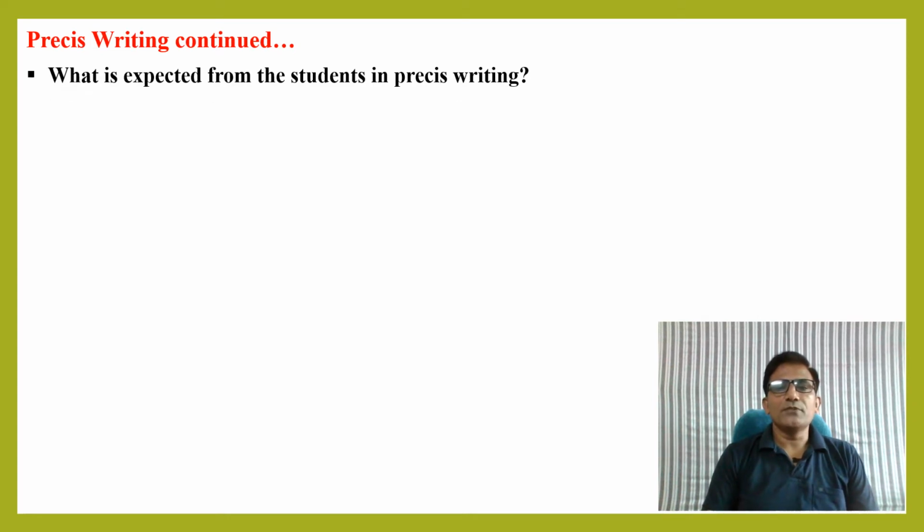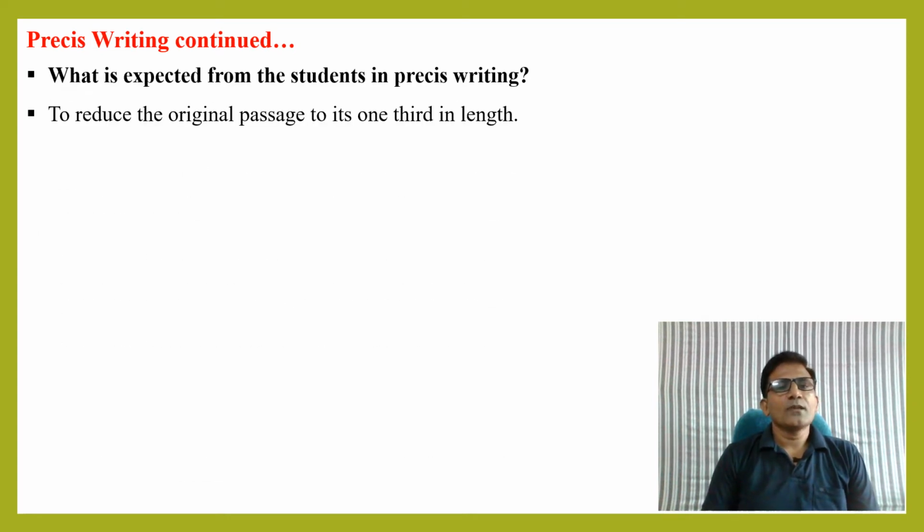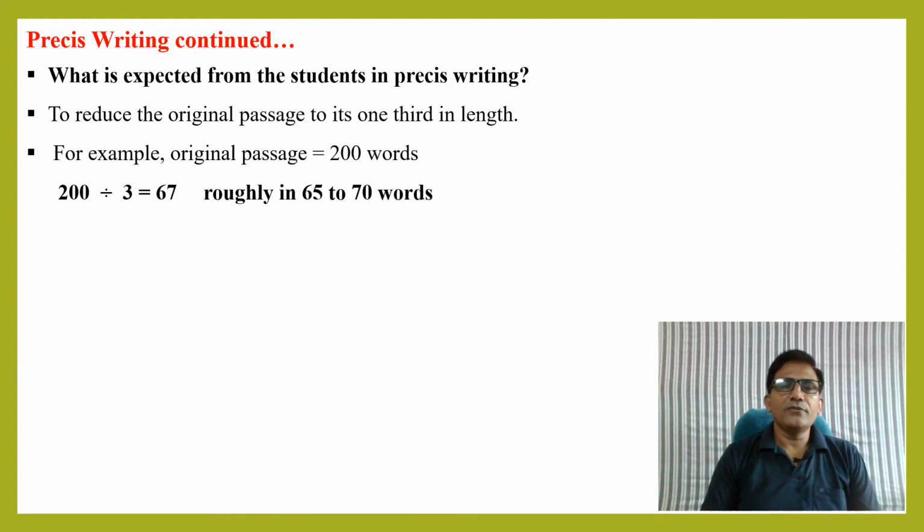Now, what is expected from the students in precis writing? To reduce the original passage to one third in length. For example, if the original passage is of 200 words, we will divide 200 by 3. The answer will be 67. So roughly we are to write in 65 to 70 words. If the passage is of 100 words, then around 31 to 35 words we shall write this precis. And we should be concise, precise, and focused in precis. We need to be so.